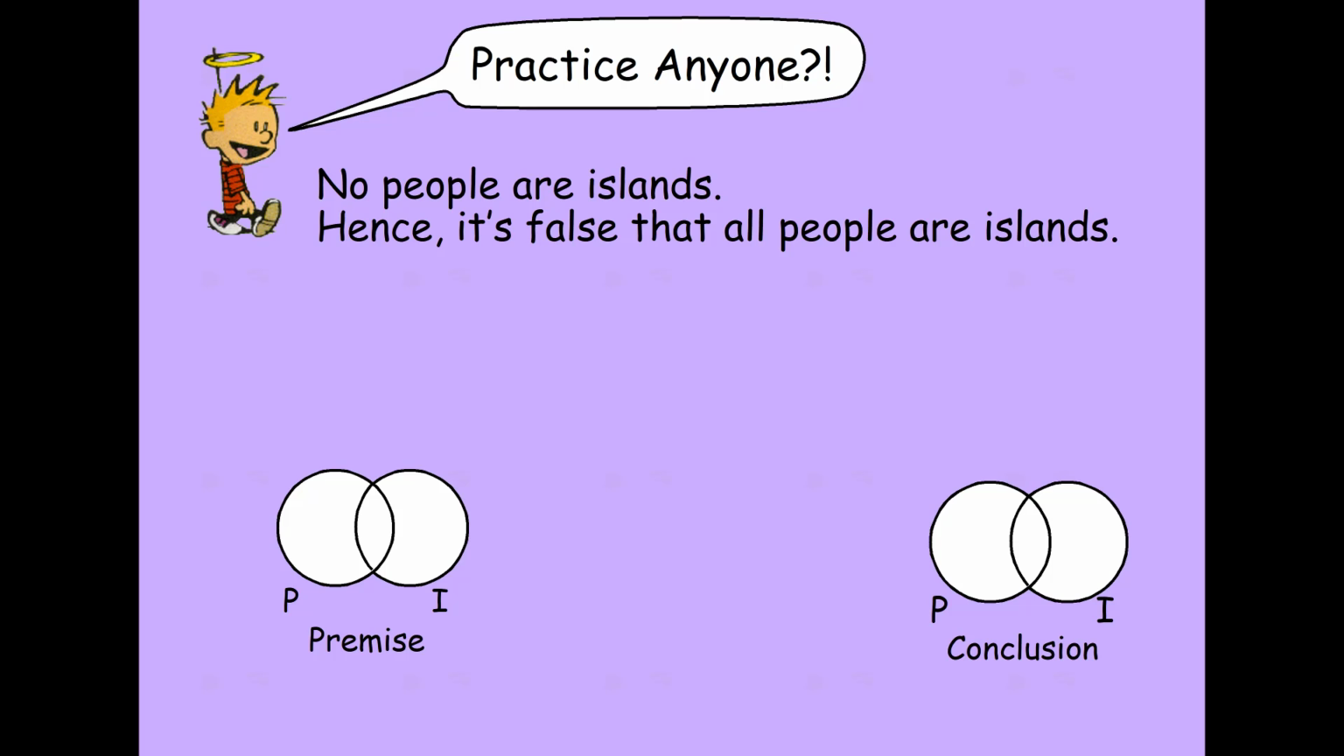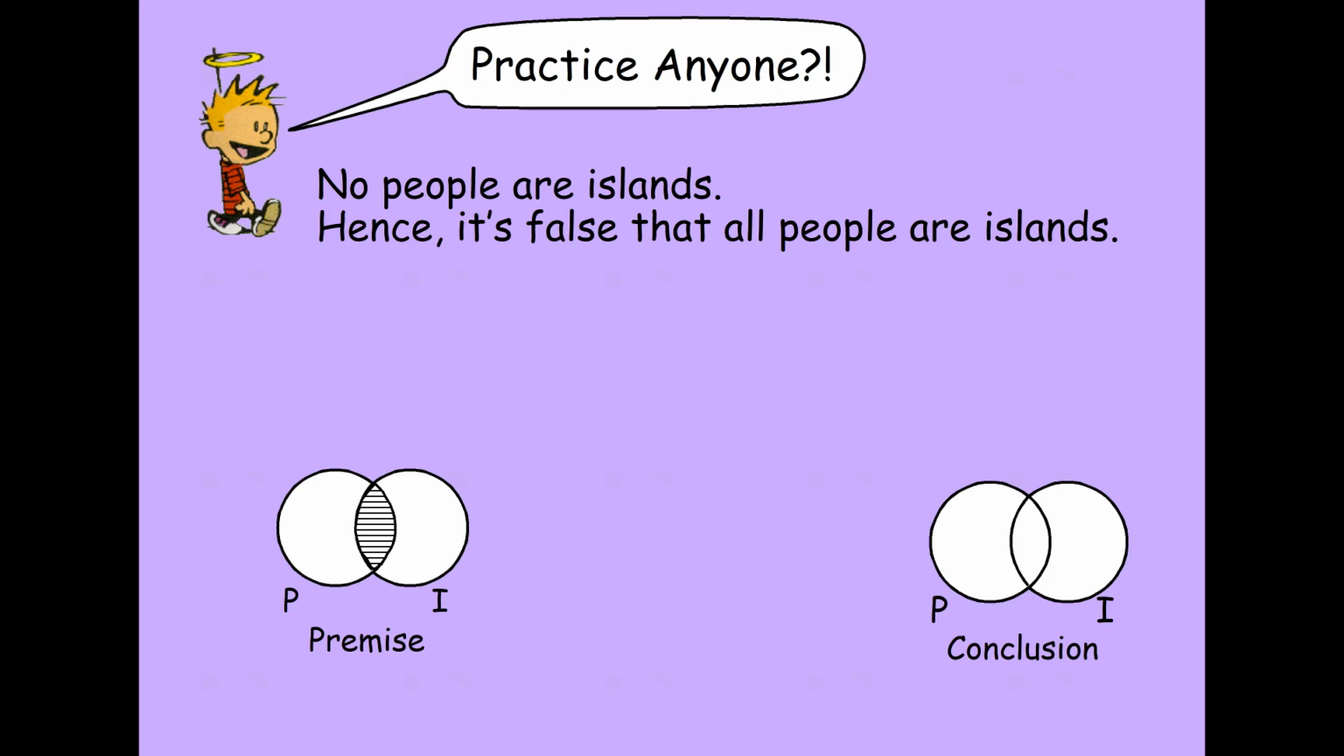Now I'm going to look at that premise diagram and I say, okay, I am a good Boolean, so I don't know if there are any people, I don't know if there are any islands, but what I do know is nothing is both a person and an island. And so that area three, the intersection, the place where there'd be things that are both people and islands, has to be empty. So I'm going to shade it in, like so. Now that's all I need to make my universal negative true in Boolean logic.